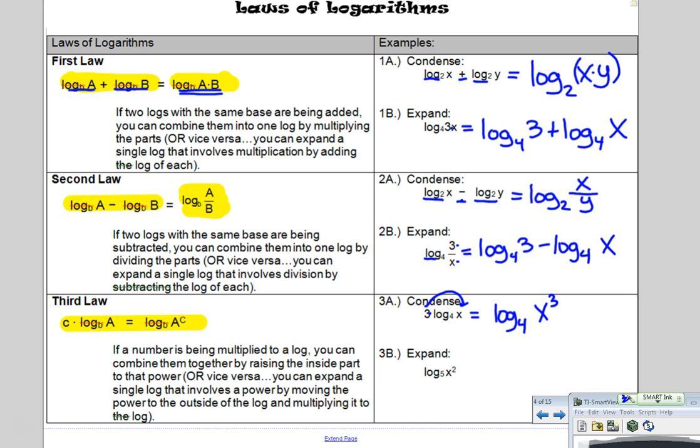All right, or we can go the other way around. If we have 2 as the power and we need to expand it and get rid of that, the 2 power goes out here as multiplication. All right, so those are the only 3 rules you need to know, and now we're going to involve 2 or 3 of these rules all in a single problem.